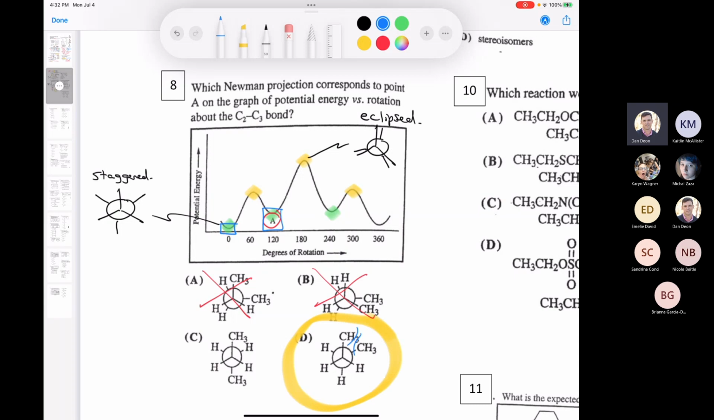And here, if we were to call this, let's just give it a letter, we'll call it Z. So this would be Z. This would be the lowest energy conformation you could possibly have. So the answer is D.